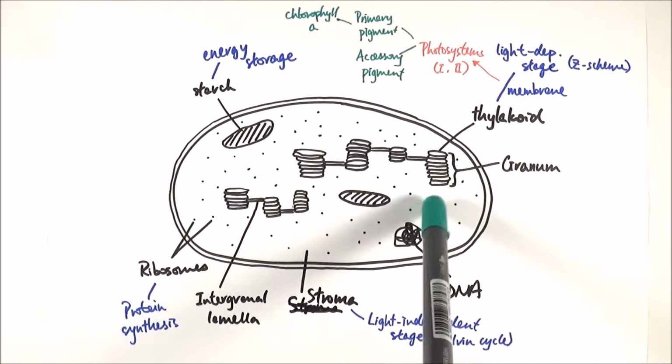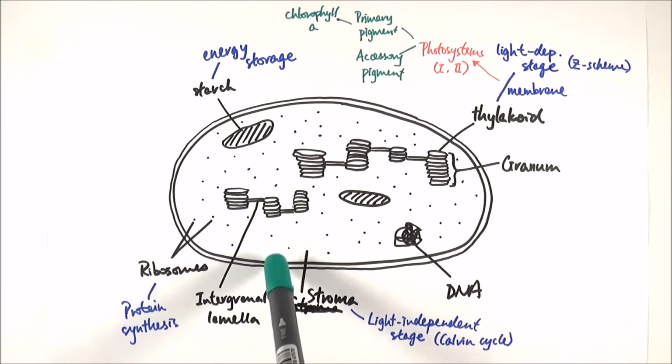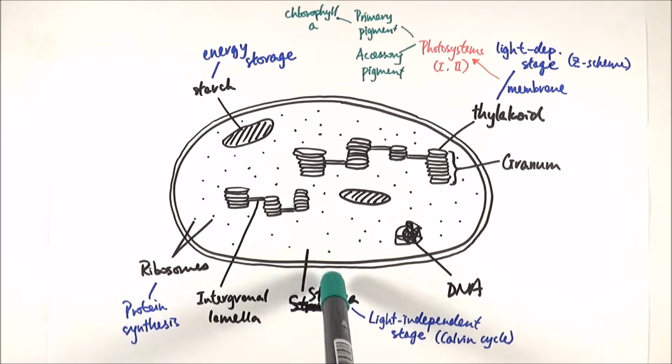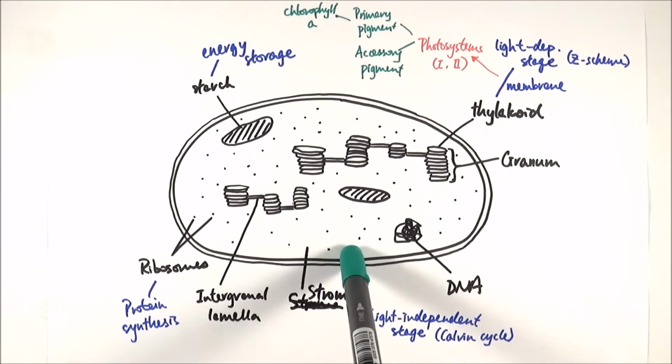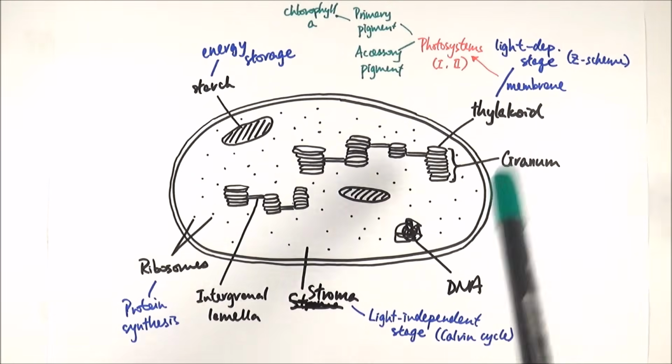And they can be combined together to form a structure called the granum. And grana are connected by the intergranal lamella. And then after this reaction occurs, the substrates then go into the stroma, where the light-independent stage occurs. We also call this stage the Calvin cycle. And in our next video, we'll be thinking about specifically what happens in these two stages.